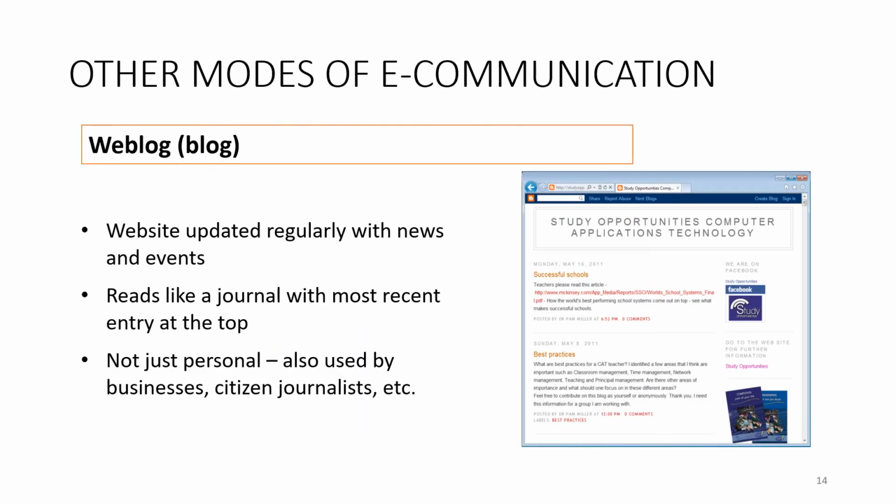There's also a web blog, which is called a blog for short. And this is a website that is updated regularly with news and events. It reads like a journal. The most recent entry is at the top. And it's not just personal. Some businesses use them, citizen journals use them, and so on.